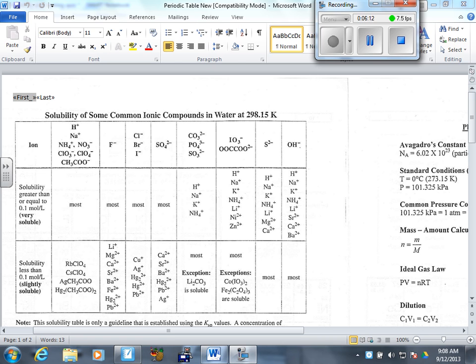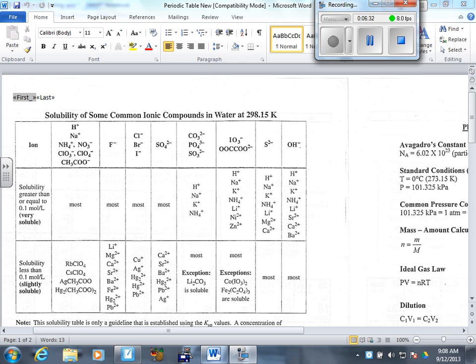Anytime you see "most", what you have to do is look down below in the row that tells you what it's not soluble with and see if what it's with is there or not. So in this case, I look down below. I was looking up sodium fluoride. I don't see sodium in the list of things that fluoride is not soluble with. So sodium fluoride is soluble in water.